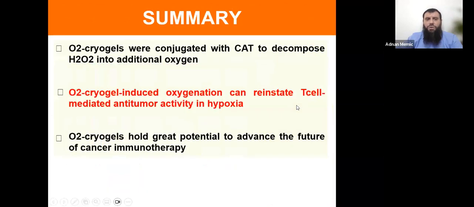So you can generate these O2 cryogels with catalase. Catalase is very important because we're using calcium peroxide. Calcium peroxide is going to go to hydrogen peroxide, and you need that catalase to decompose it into oxygen. You can see that you're able to reinstate the T cell mediated activity, even in hypoxia. And really, you can use this as a platform now for many solid tumors that could really push forward this idea of cancer immunotherapy.